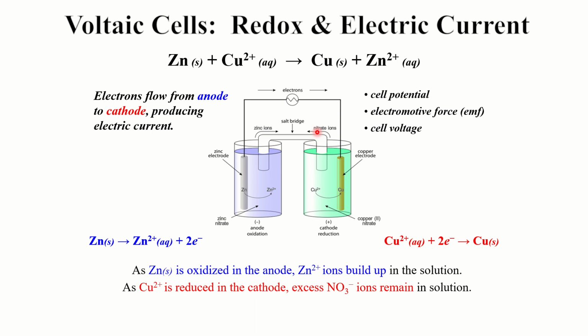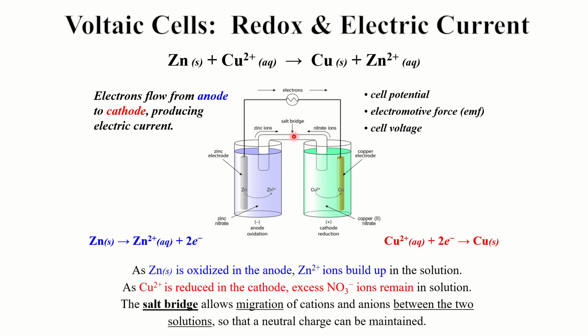And this is what the salt bridge is for. The salt bridge allows for migration of cations and anions between the two solutions. This allows a neutral charge to be maintained. So this is the importance of the salt bridge right here. Electrons do not flow across the salt bridge. Cations and anions flow across the salt bridge to maintain charge on both sides.